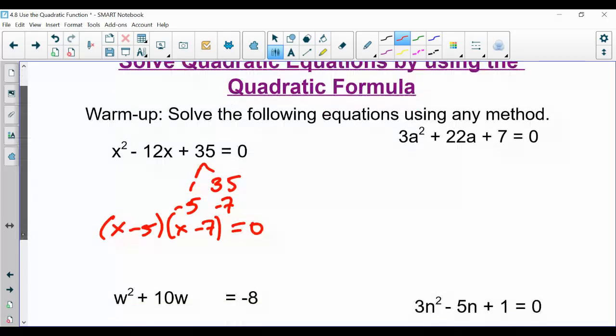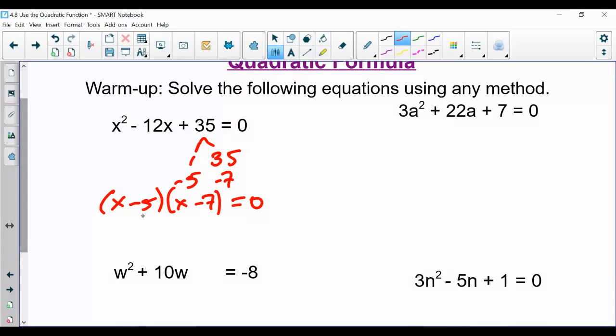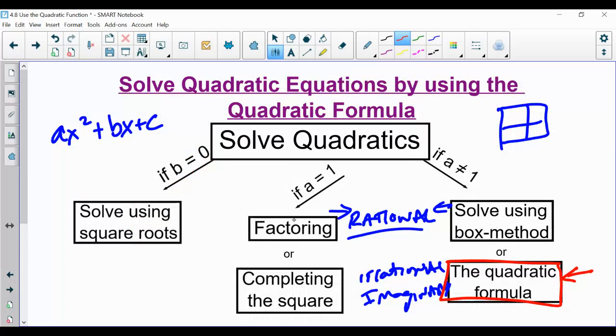Now that isn't solving the problem. We're very close though. To solve it, you just say, hey, what makes this one 0? And that would be 5. And then you'd say, hey, what makes this one 0? And that would be 7, and those are your answers. So factoring was a pretty quick process.